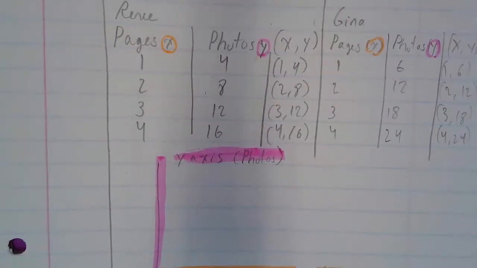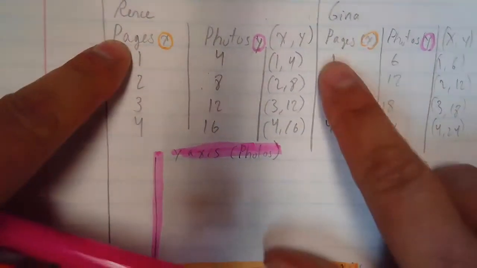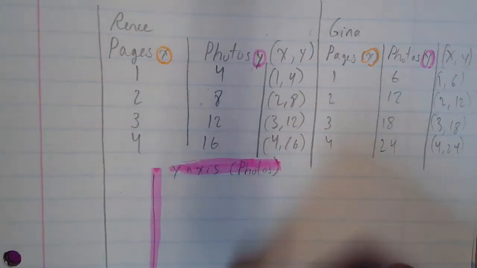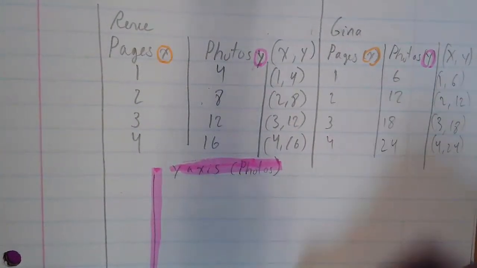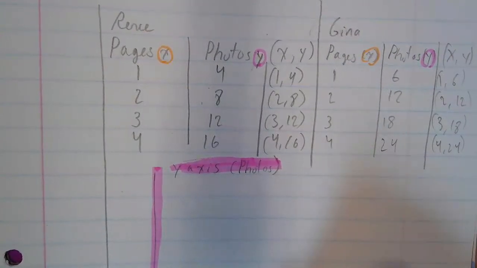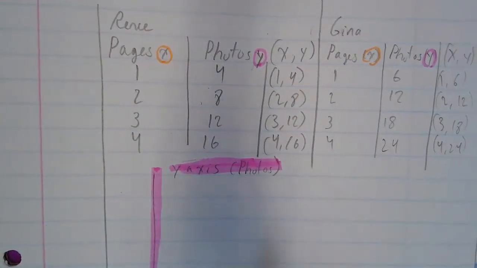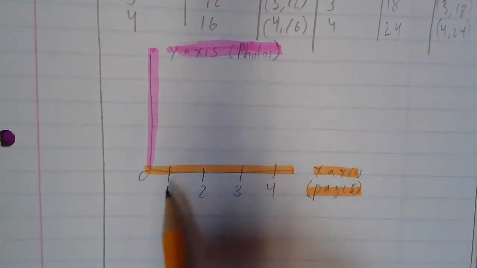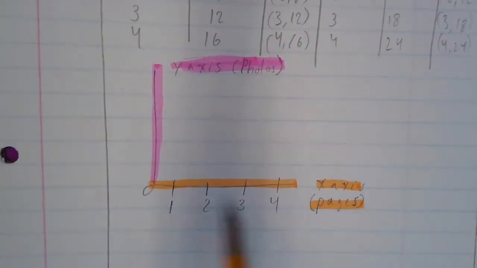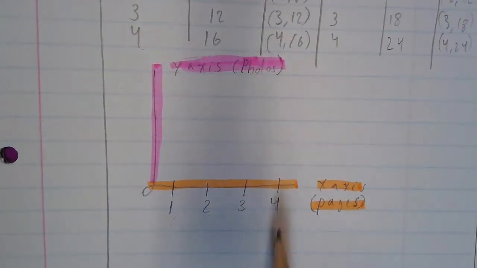Okay. The x-axis is pretty easy. It goes from 1 to 4. That's pretty easy. 0, 1, 2, 3, 4. 1 page, 2 pages. Oh, can't see what I just did. What I did was, I looked at this. It goes from 1 to 4. I went 1 to 4. I spaced it out. 1, 2, 3, 4.